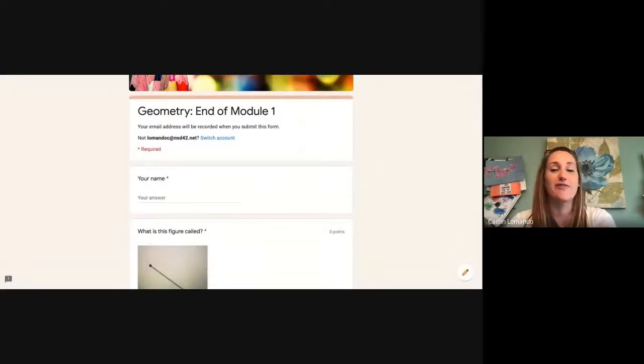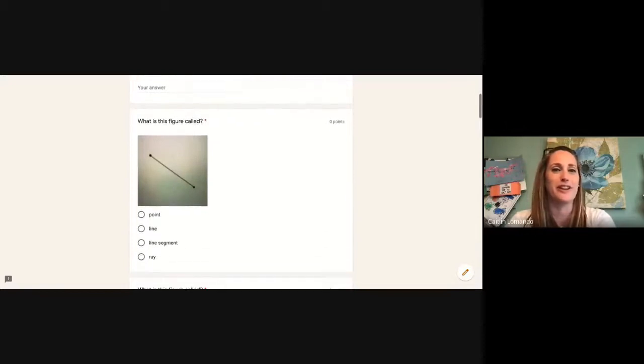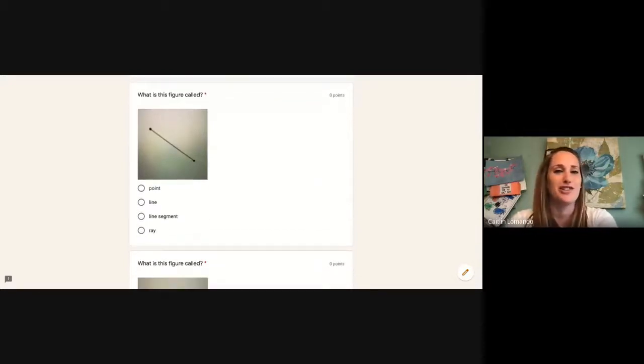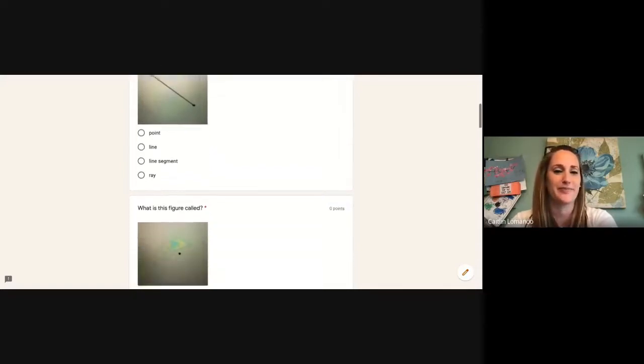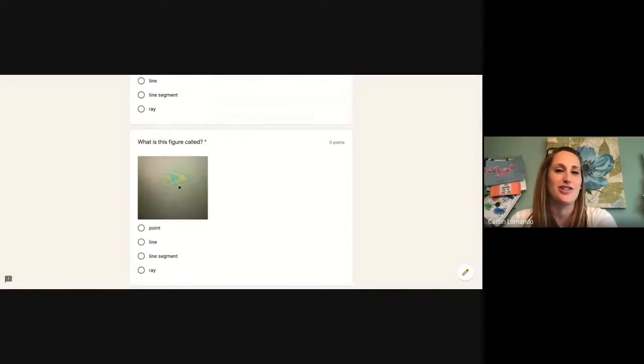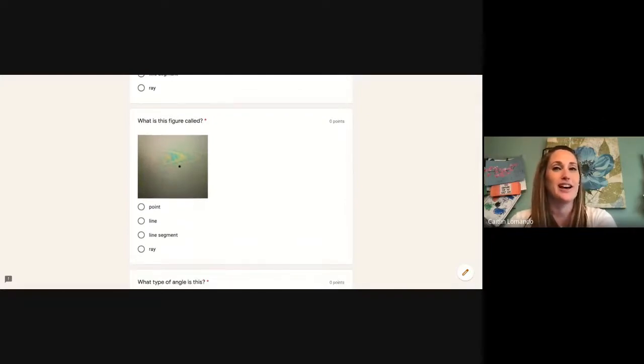Now, let's take a look at our end of module assessment for today. There are also a couple questions regarding measurement of angles. So here is our geometry end of module 1. Of course, you'll put your name. First image, you're going to tell me, is that a point, a line segment, or a ray? Second image, you're going to tell me, is that a point, a line segment, or a ray?